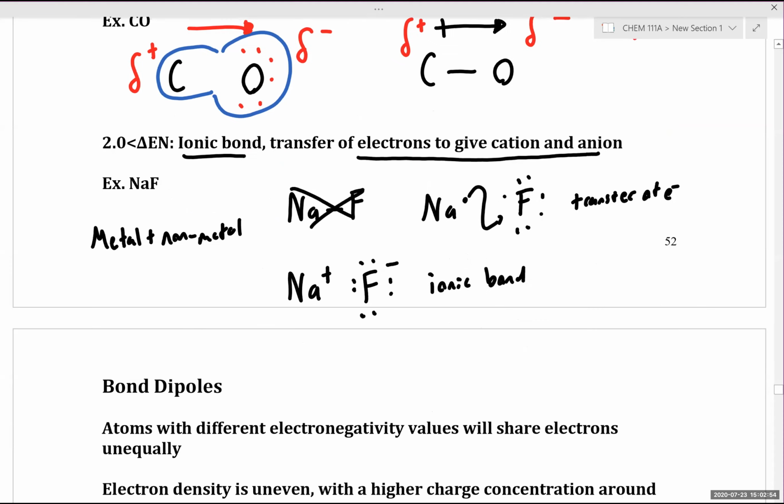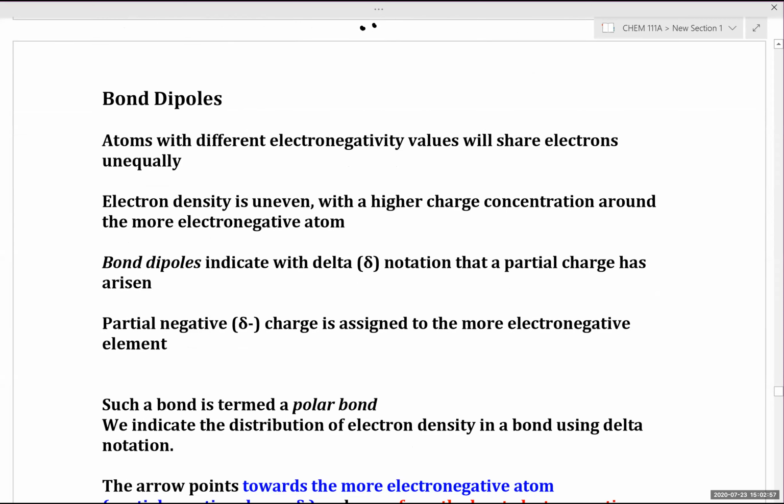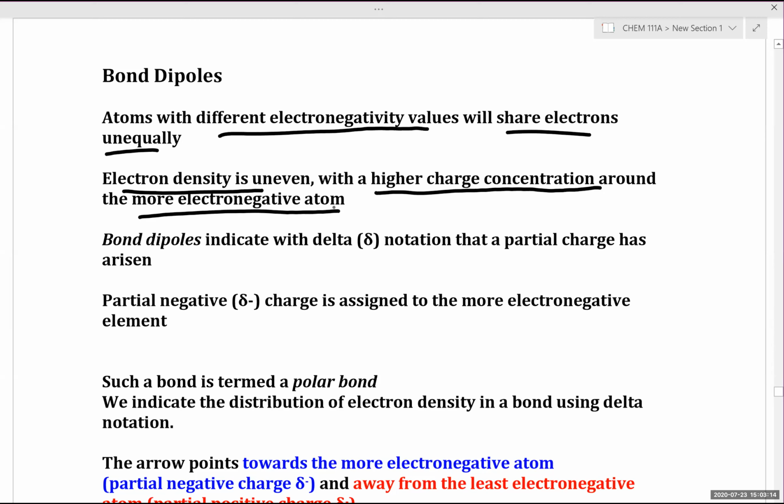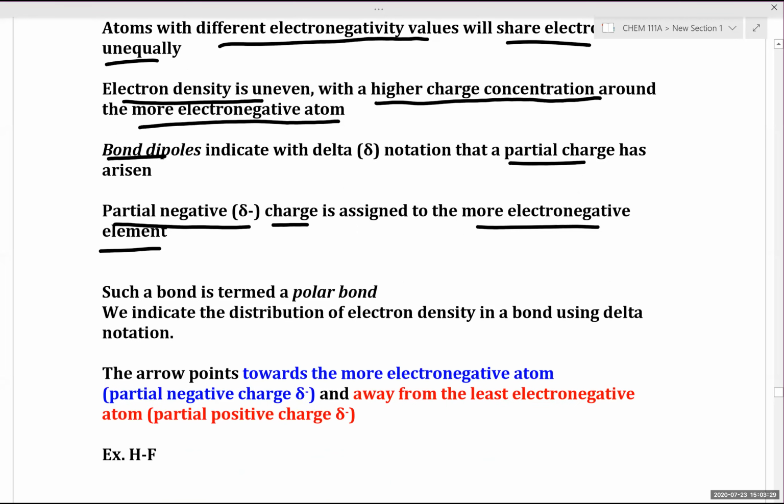Okay, so let's keep going now and let's talk a little bit about bond dipoles. Atoms with different electronegativity values will share electrons unequally. Now, the electron density is uneven, with the higher amount of electron density located on your more electronegative atom. So bond dipoles indicate partial charges, with the partial negative charge assigned to the more electronegative atom, the atom with more electron density.